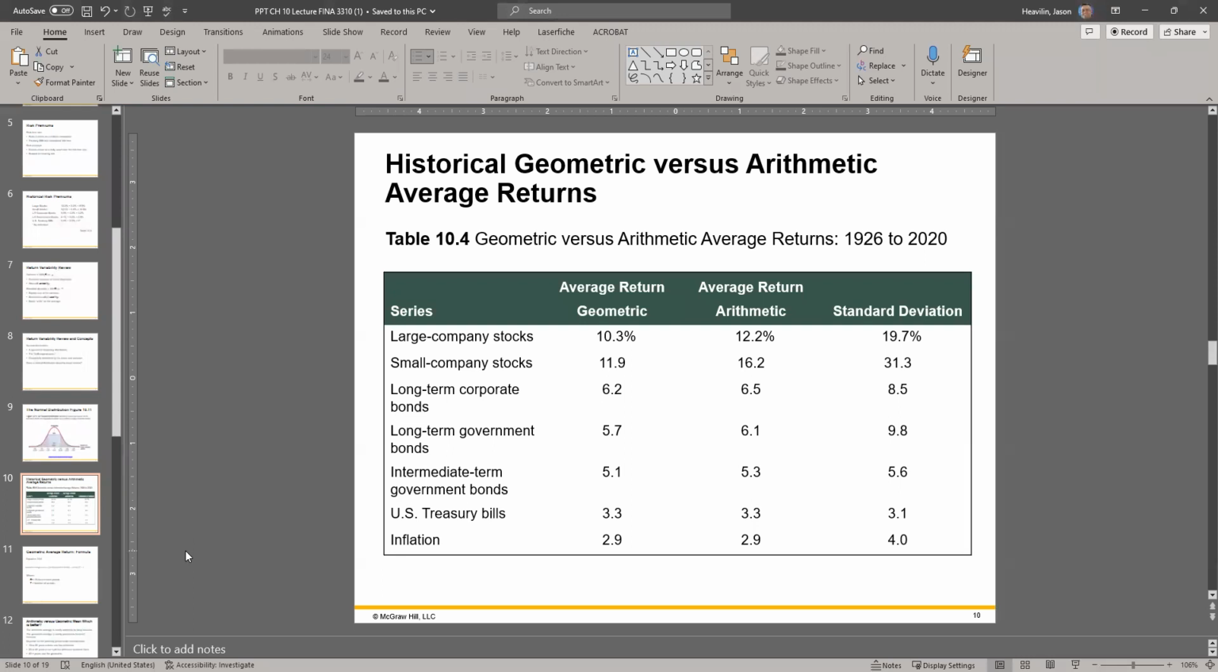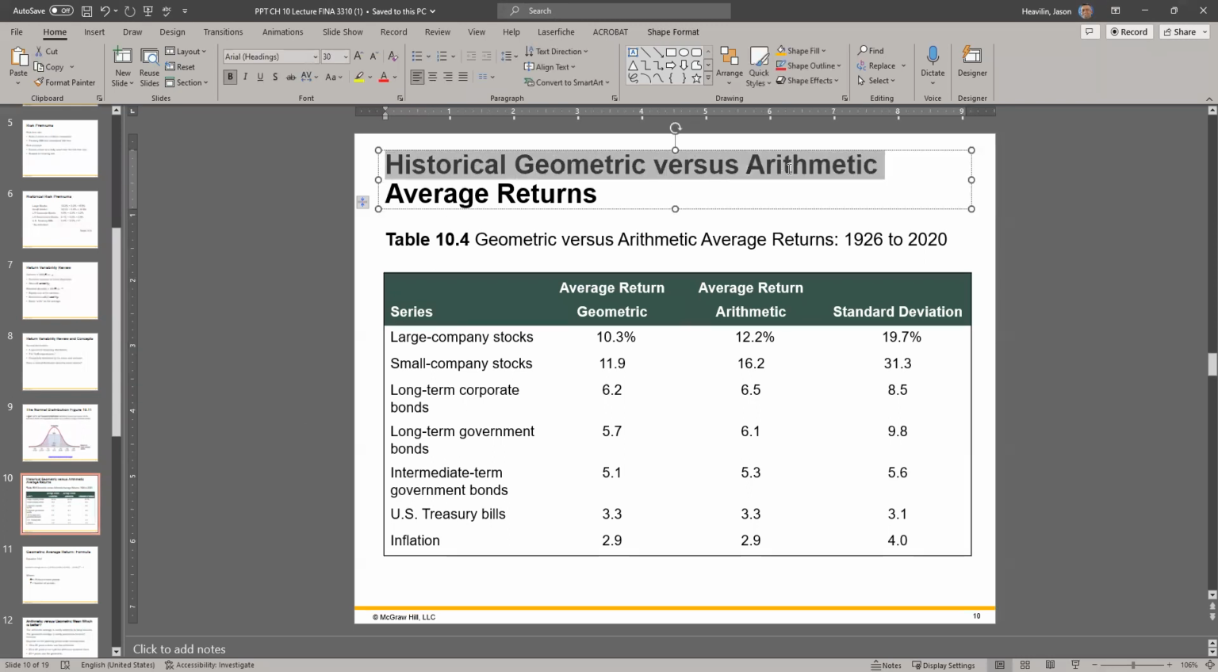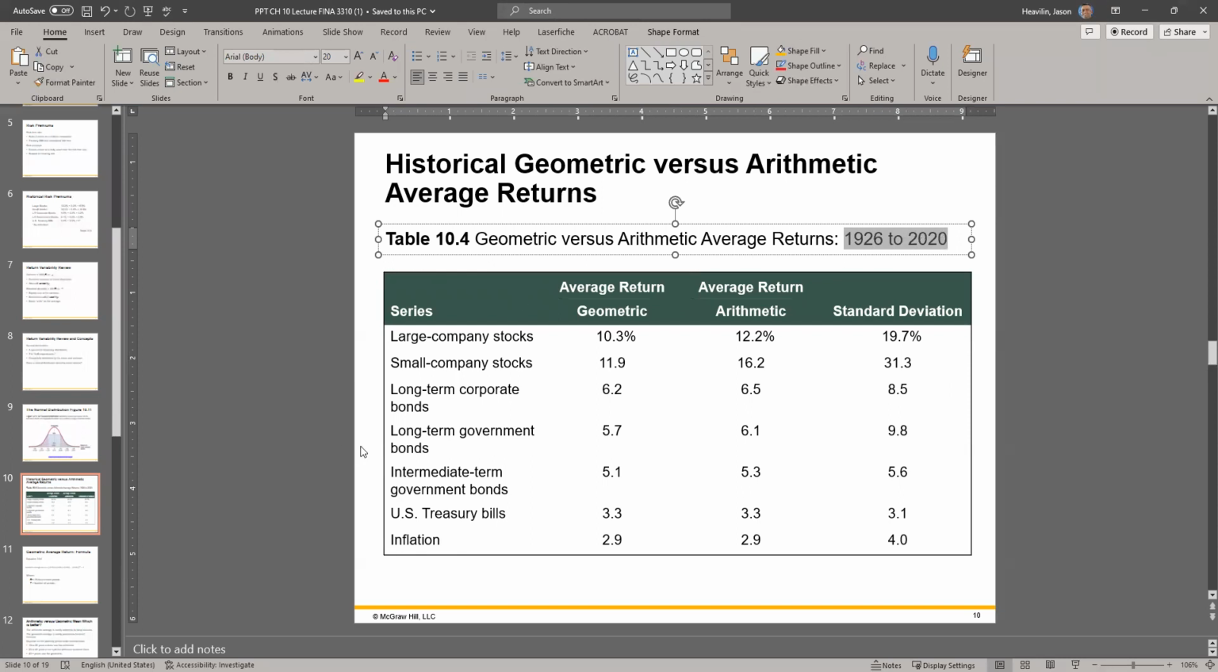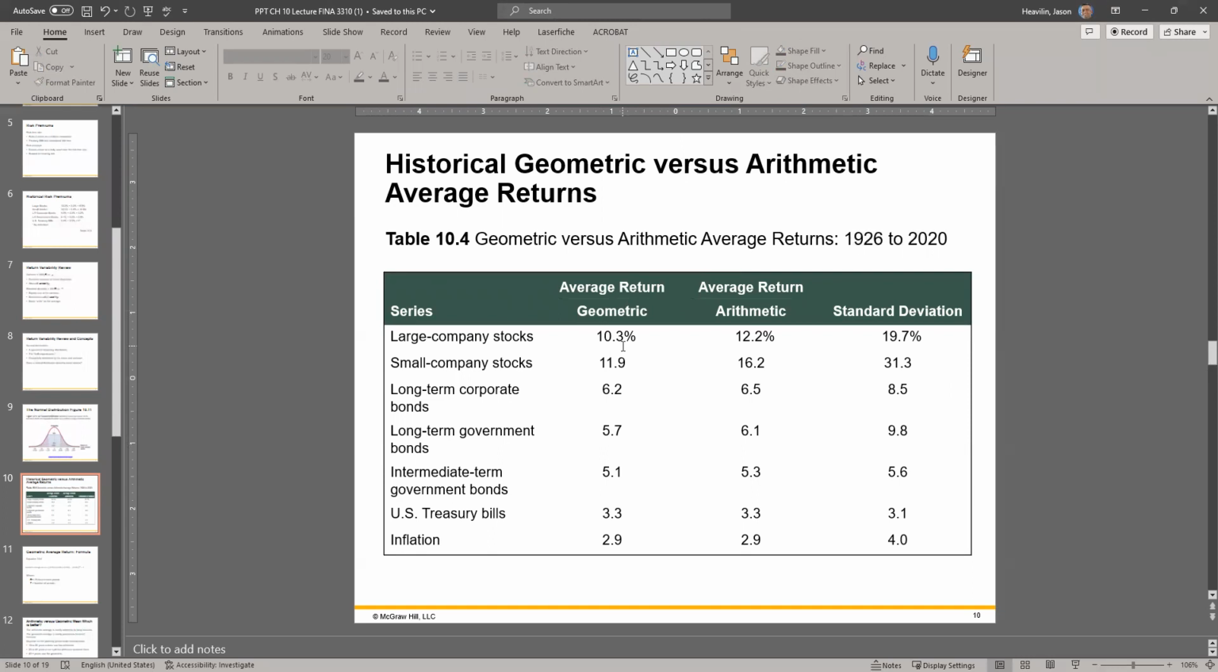Welcome back. This is part 2 of this chapter, and we left off on historical geometric versus arithmetic average returns. We'll talk about how it's calculated in a moment, but the idea is that when you go long term, notice this here from 1926 to 2020, when you use the geometric average return, it's going to give you a lower number. So it becomes a little more conservative on the long term, while this version is just your standard average. You just average it out like you normally do.